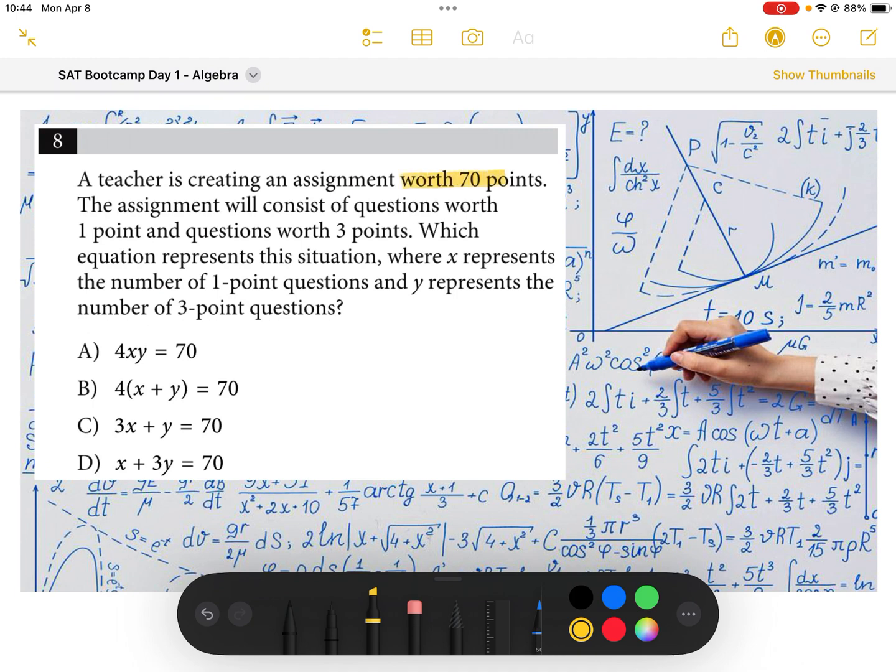So we know the assignment is going to be worth 70 points. We have questions that are 1 point and questions that are 3 points. Here, x will represent the 1-point questions, y will represent the 3-point questions. So to write an equation here, for our 1-point questions, we're going to have 1 times the number of questions, so 1 times x, plus 3 times the number of 3-point questions. That will give us the total number of points here, which has to equal 70. So 1x you can also just write as x, so x plus 3y equals 70, which means our answer is going to be D.